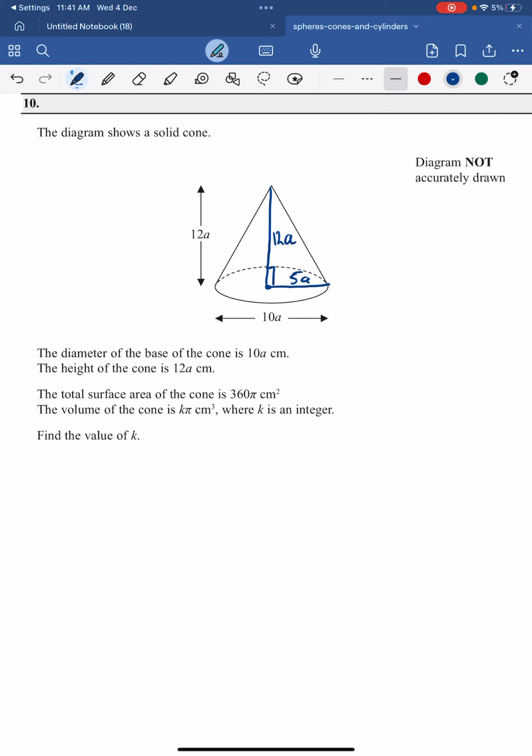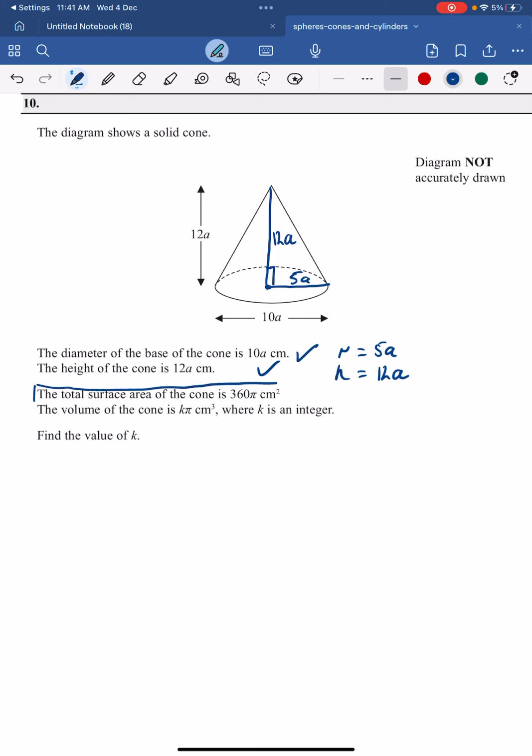Let's just read the question. The diameter of the base of a cone is 10a. That means the radius is 5a, right? And the height is 12a. Okay, the height is 12a. Now let's read the next bit.